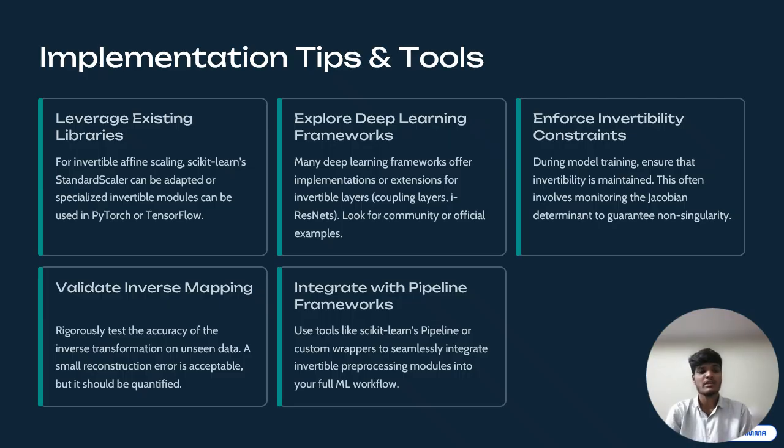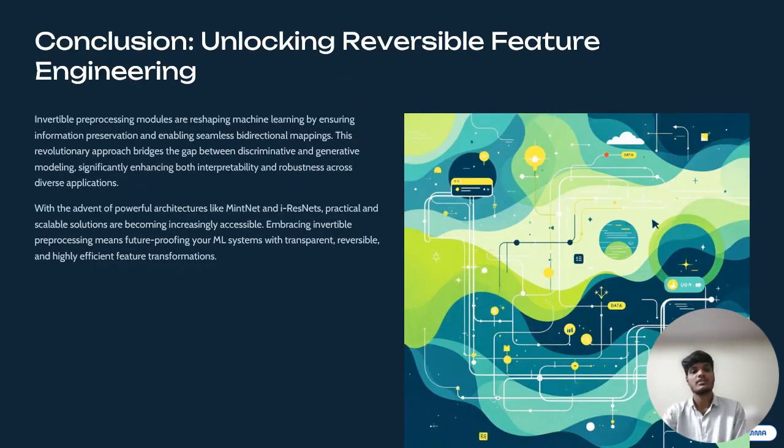Next, enforce invertibility constraints. Here, during model training, ensure that invertibility is maintained. This often involves monitoring the Jacobian determinant to guarantee non-singularity. Validate inverse mapping. Rigorously test the accuracy of the inverse transformation on unseen data. A small reconstruction error is acceptable, but it should be quantified. Integrate with pipeline frameworks. Use tools like scikit-learn Pipeline or custom wrappers to seamlessly integrate invertible preprocessing modules into your full ML workflow.